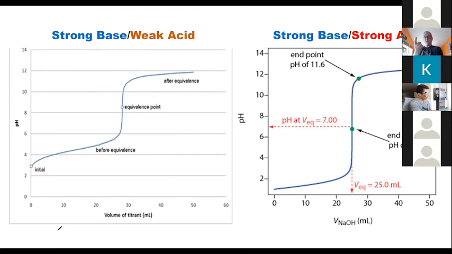The protons from the acetic acid have all been converted to water, and the acetic acid has all been used up, converted to acetate. So there's no more left. There's no acids at all. It's all basic now. And so the pH goes up and up and up.